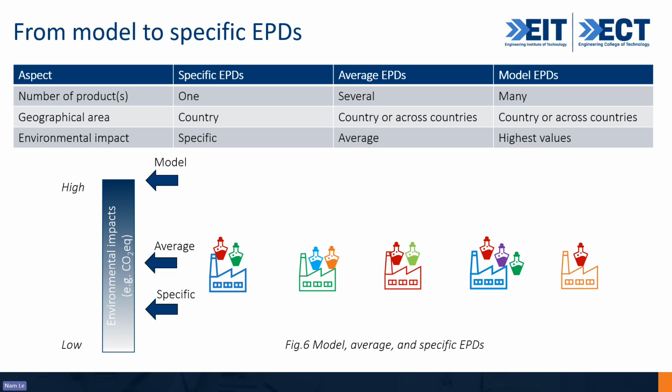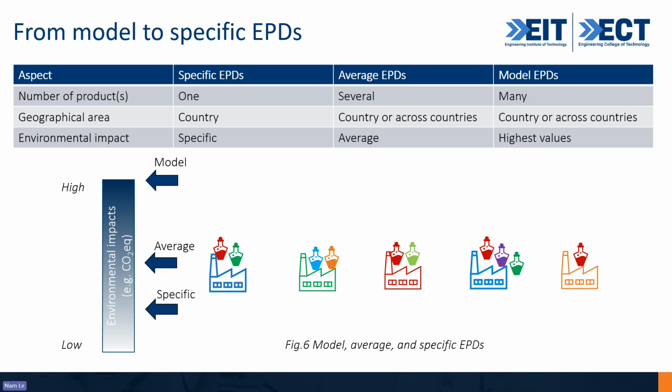And a specific EPD is normally in one country only, and the environmental impact will be the specific one. Like here, right? We have one product, one admixture. It can be produced in different factories of the same company, but only one product. And the environmental impacts of this product will be very specific, right? This one is only for this product, right?